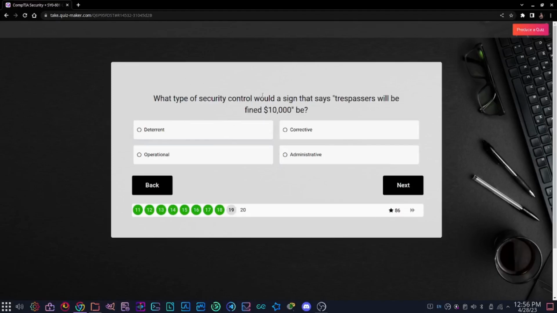So, question 19. What type of security control would a sign that says trespassers will be fined $10,000 be? So we have deterrent, corrective, operational, and administrative. When we're referring to a sign that says trespassers will be fined $10,000, this is going to try to prevent someone from doing something before it even happens. So the best answer for this one is going to be deterrent, deterring someone from doing something.